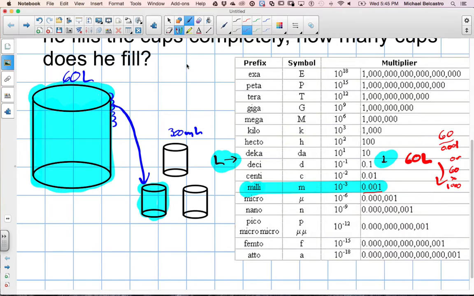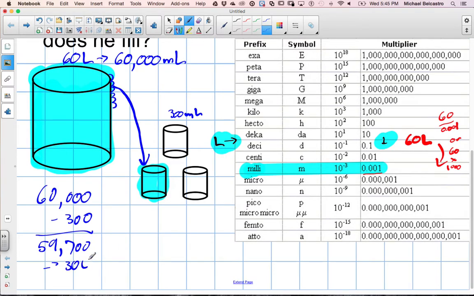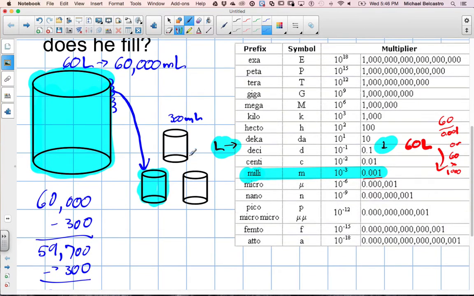So now we know that this 60 liters is actually the equivalent of 60,000 milliliters. Now we're in the exact same units. That's good, so we can start to figure this out. Well, we could continuously subtract. We could take 60,000 and go one cup at a time, subtracting 300. That would give us 59,700. And then we would subtract again. How long do you think this is going to take us? A long time. A very, very long time. So instead of continuously doing this subtraction, we can do division. And that'll tell us how many cups we're going to need.